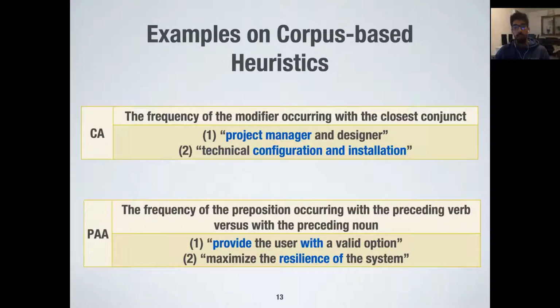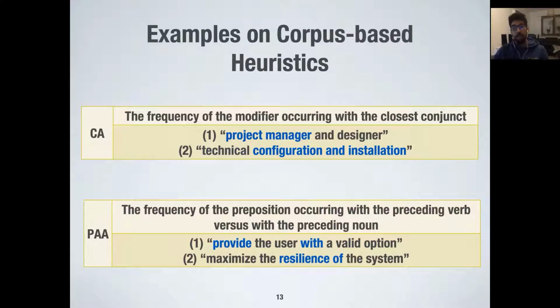In this slide, we show 2 examples of corpus-based heuristics. For CA, we check how frequent the modifier occurs with the first conjuncts. The modifier project modifies only manager in the first example, whereas technical modifies both conjuncts in the second example.